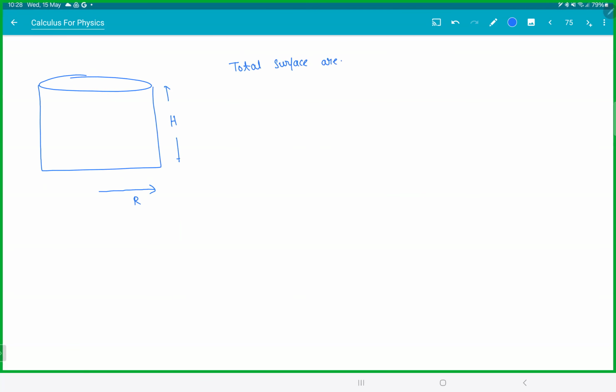So if we take the total surface area, we have 2 pi r h, the curved surface area, plus pi r square. And this is 100. Are you getting it? Now the volume is given by pi r square h. Now this has nothing to do with the open top.